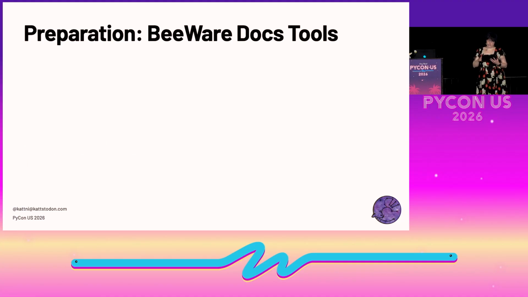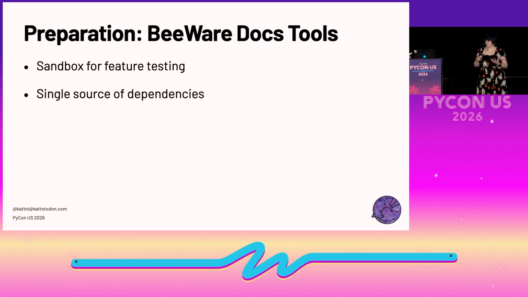As part of the preparation, one of the things we did was build a separate utilities project called Docs Tools. We built a basic website that exercises many of the features used in the rest of the documentation. This provides us with a testbed where we can test the impact of changes ahead of deployment. We also use this as a single source of dependencies for all the documentation. We made a series of customizations to the theme, and this allows us to keep that in one place and apply it across the board.